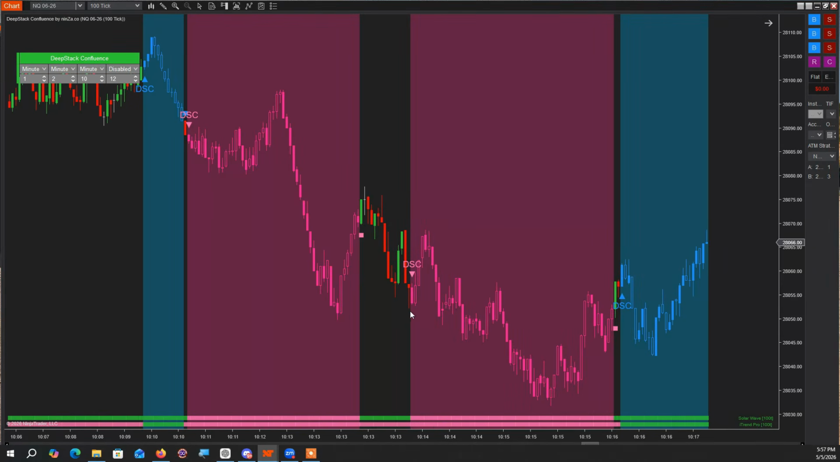Then we have a nice move down. Again here, there is no long. There is just no agreement between all the different time frames and the indicators.